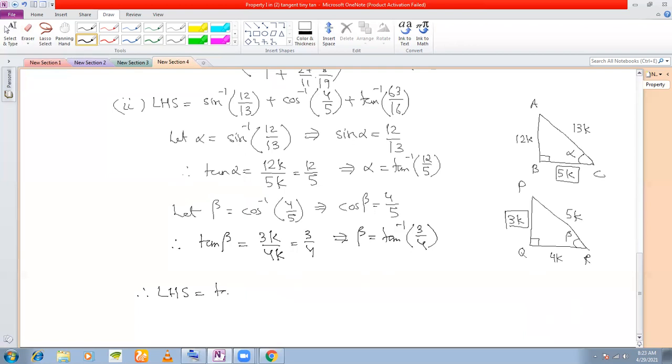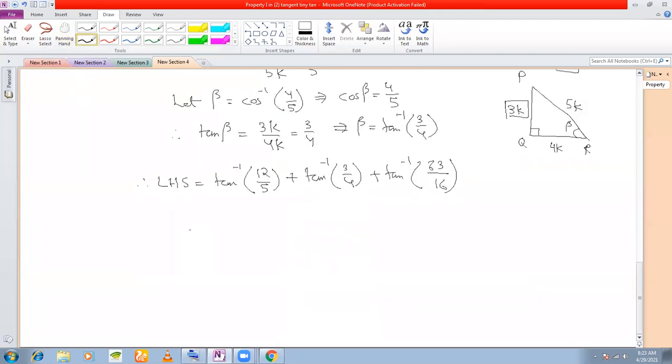We found this out to be tan inverse 12 by 5. Cos inverse 4 by 5, we found this out to be tan inverse 3 by 4. And this tan inverse 3 by 4 we write as it is. So all the inverse trigonometric functions, sine inverse and cos inverse, we converted to tan inverse. Everything becomes tan inverse. Now we proceed exactly as we had done in the last problem.